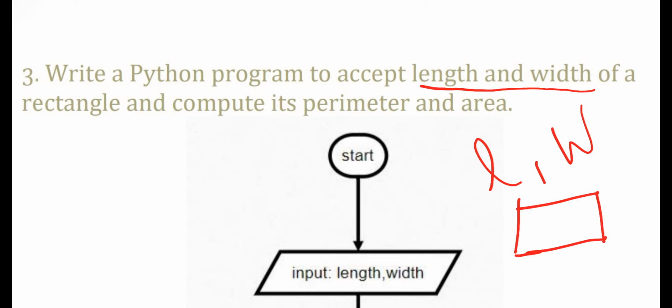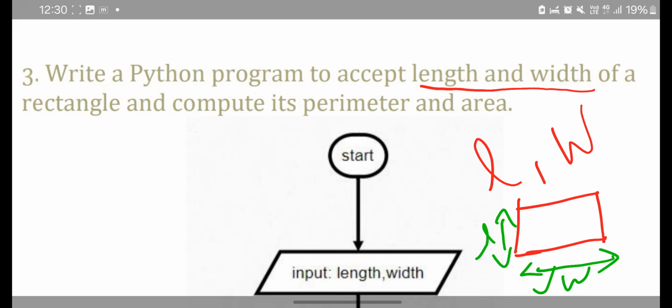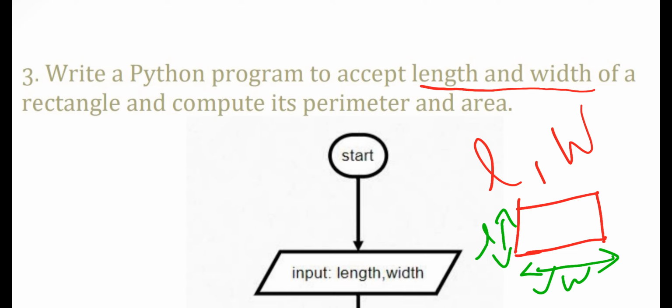The first thing you need to know is in a rectangle you have length and breadth. So if you consider this as a rectangle, this will be your length and this will be your width. These two things will be the input that you are going to enter in your program. That is L and W you are going to enter with the keyboard. So the variables will be L and W. Remember that. Either you can take L or W or length and breadth. Okay. So next thing is compute its perimeter as well as area.